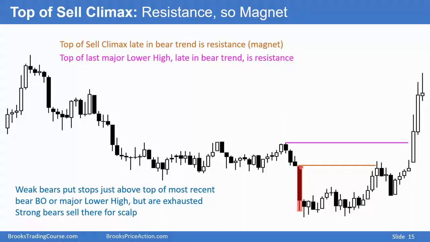And bulls know that this is probably an exhaustion bar, and they'll either buy the close or they'll buy the reversal up or they'll buy a double bottom, expecting the market to go at least a little bit above this bar. Strong bears know the weak bears will give up, but they also know that the bulls will take profits at the top of the sell climax bar, so strong bears will sell for a scalp.